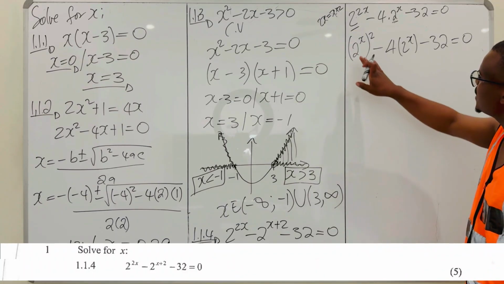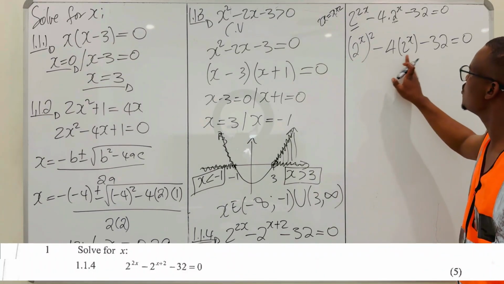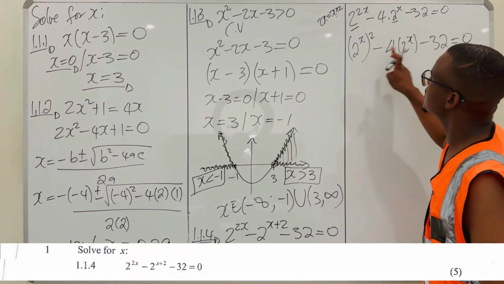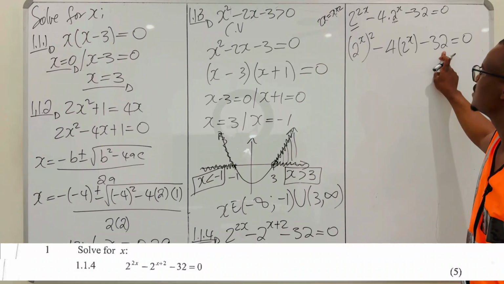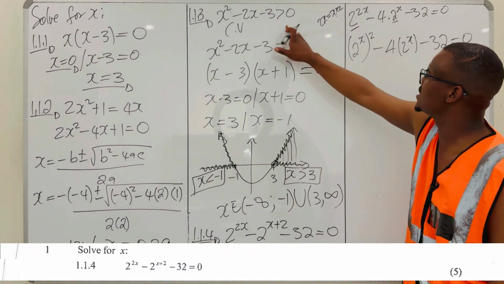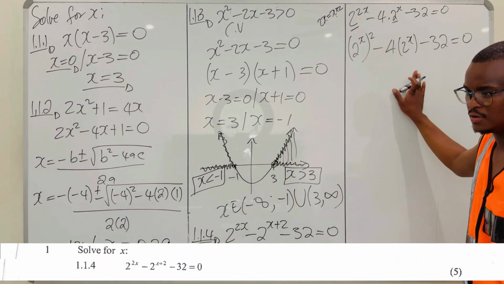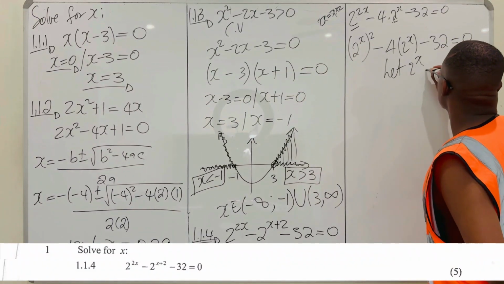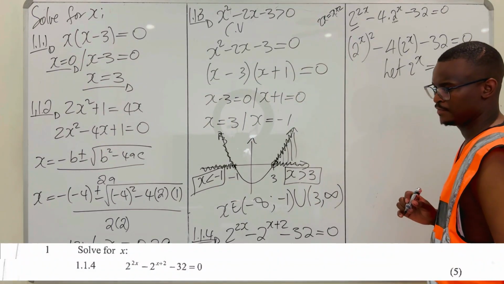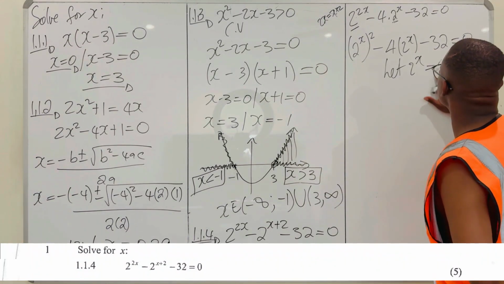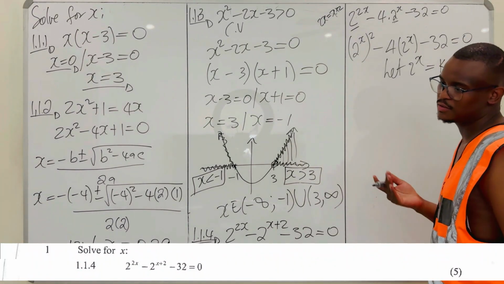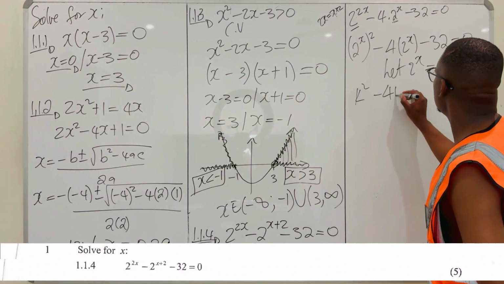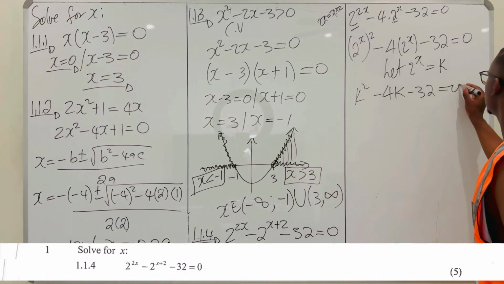If you look at it, it starts to resemble a quadratic equation. Look, this squared, you can see it there. This 4 times this x, you see that, and this is that. You see that there's a resemblance between these two. So in that case, let's let 2 raised to x equal to m. Or maybe let's let it be k, because that's what people are used to. So you have k squared minus 4k minus 32 equal to 0.